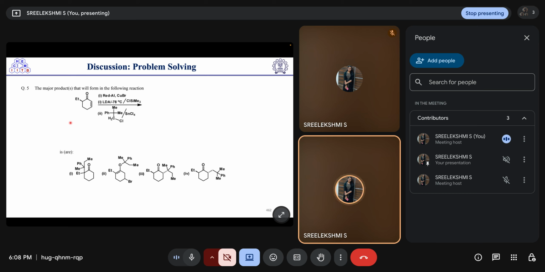Next question, the major product that will form in the following reaction. So this particular compound, upon treatment with this Red-Al and copper bromide in the first step, and in the second step with LDA and chlorotrimethylsilane, and the last step with SnCl4, which will be the major product?